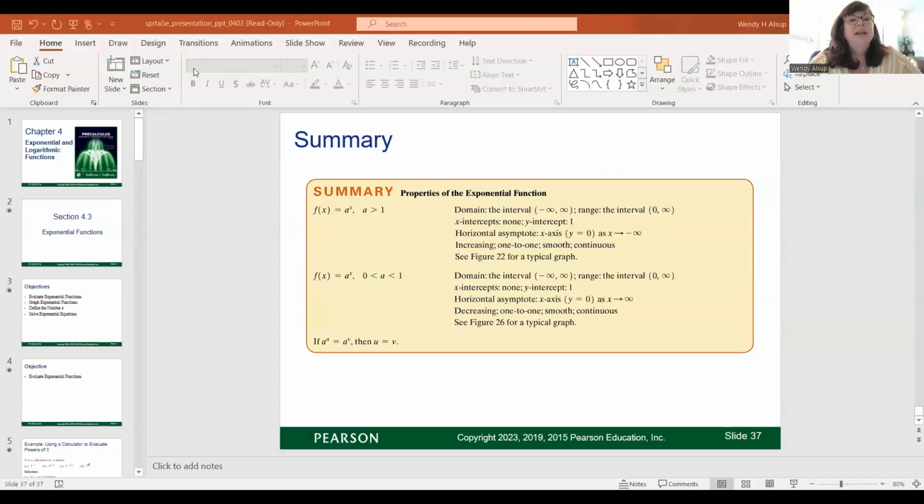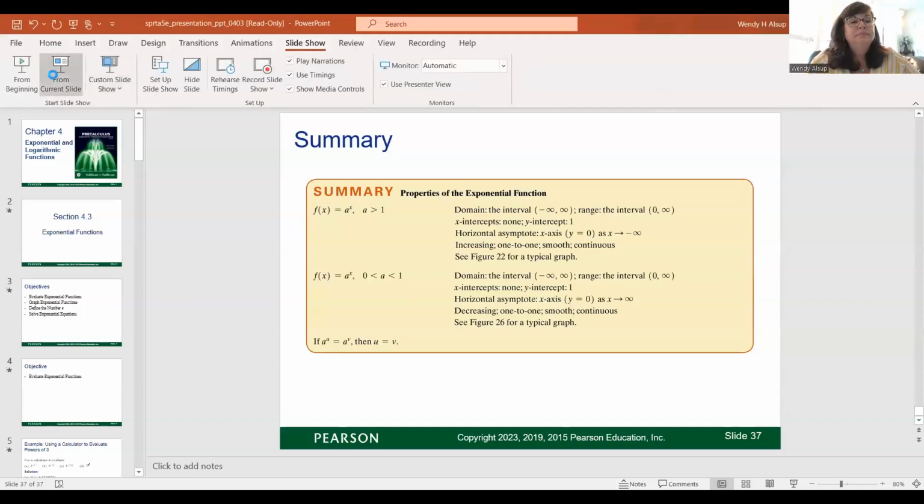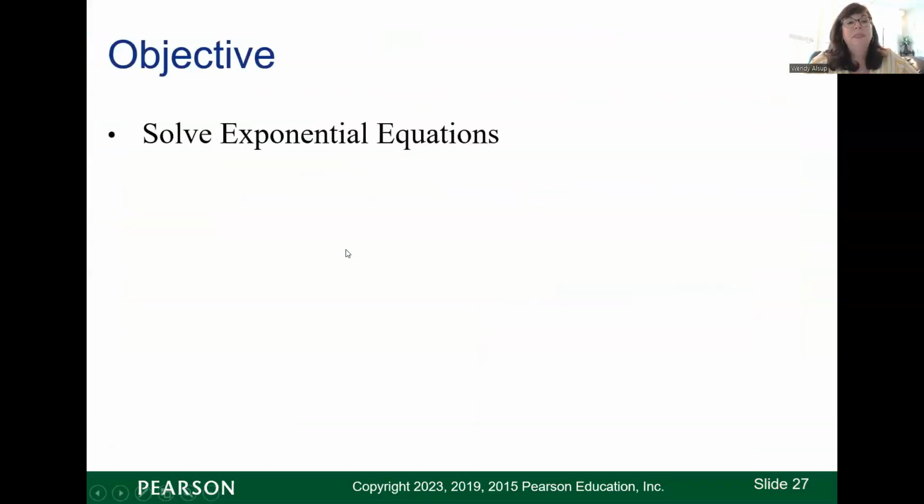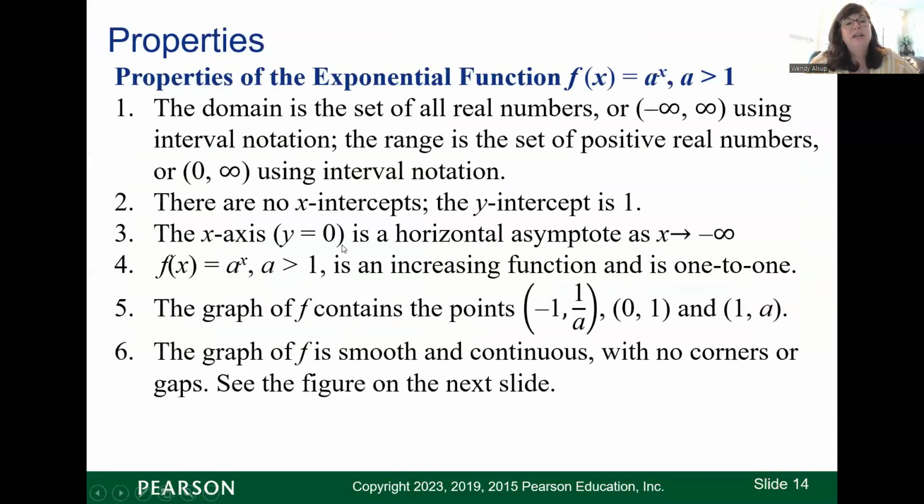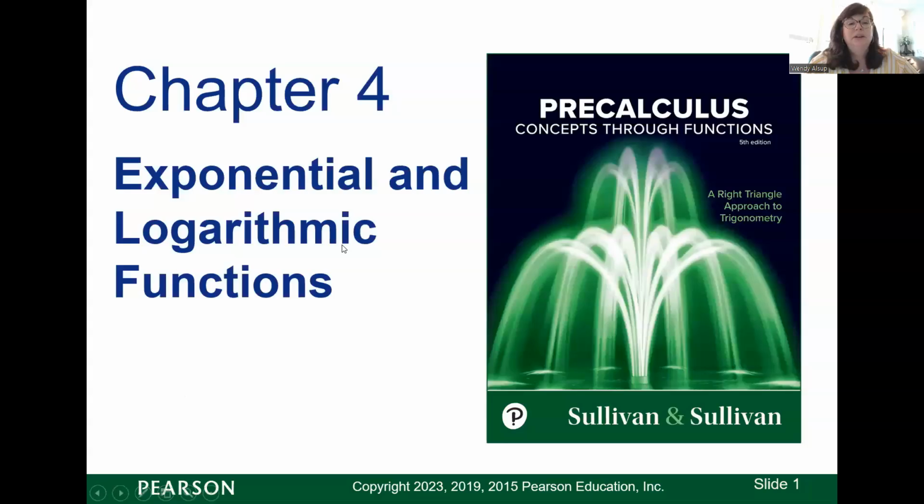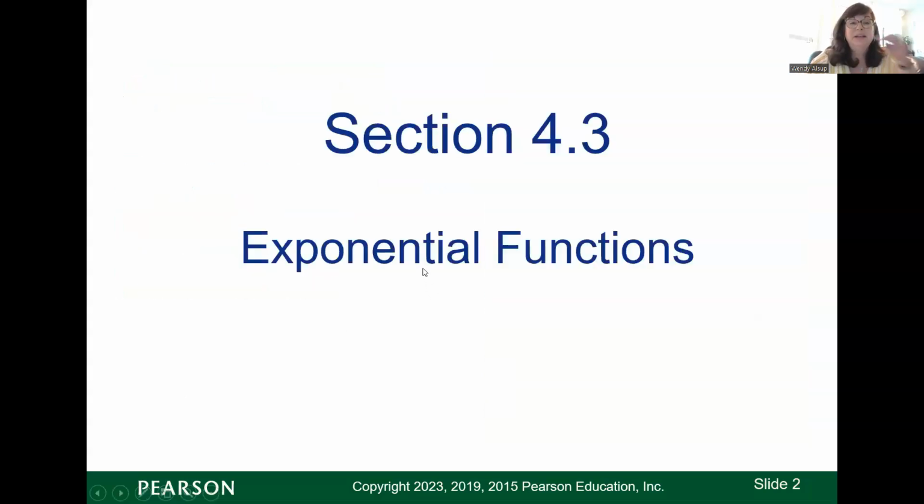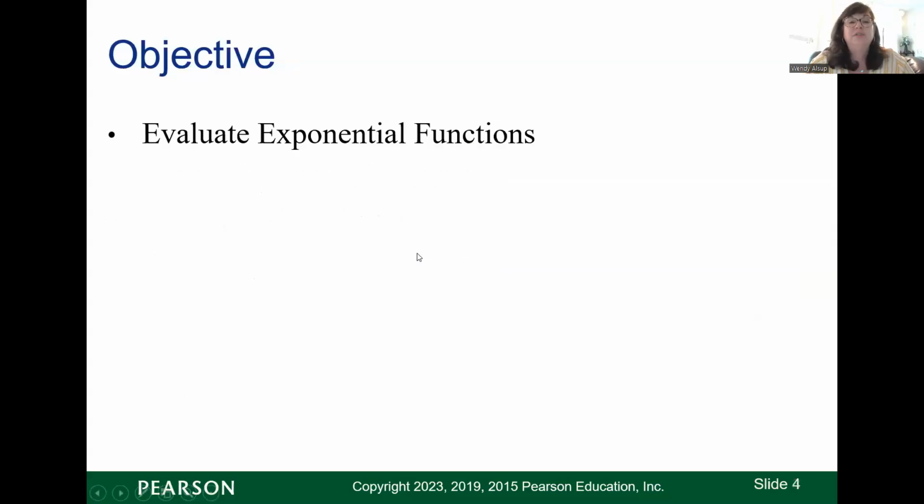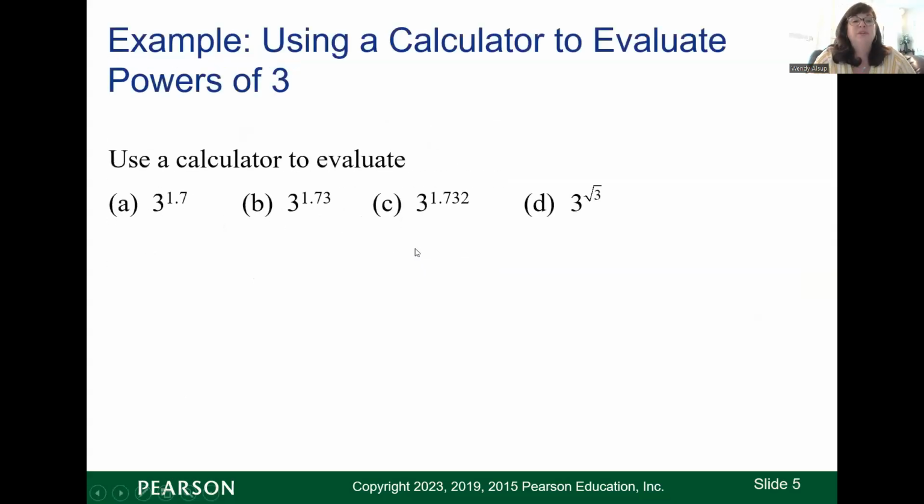We'll just jump right in to our PowerPoint here. And we are in exponential functions. Nope, not that one. We are in here. All right. Exponential functions. And we are going to just first talk about what exponential functions even are.